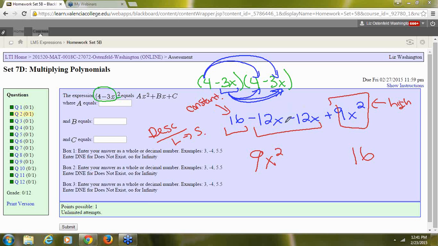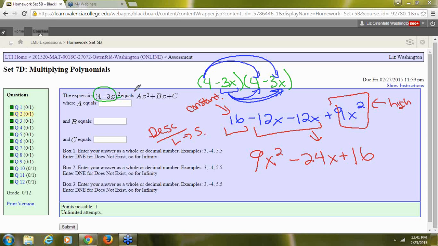This part, which is our like terms, actually ends up being negative 24x. And I'm going to plus the 16 because 16 is positive. The 24x goes in the middle because it is the second highest. You have x squared, which is the highest, regular x, which is the next highest, and your constant, which is last.